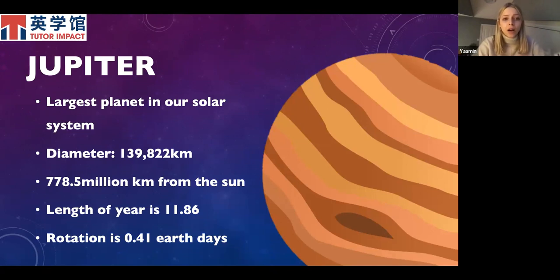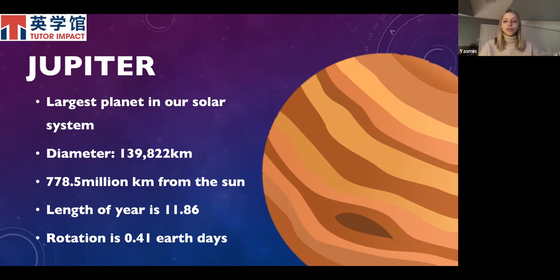So Jupiter is our largest planet in the whole solar system. So it's very, very big. And it is 139,822 kilometers in diameter. So it's much, much bigger than the planets we've looked at so far. And again, as we're moving further away from the sun, the distance between Jupiter and the sun is obviously greater than the planets we've looked at. So it's 778.5 million kilometers away from the sun.